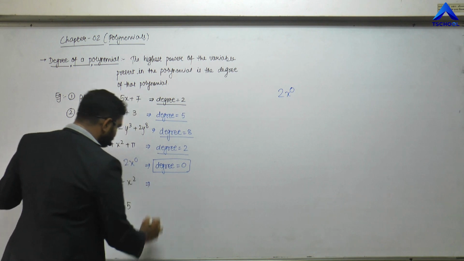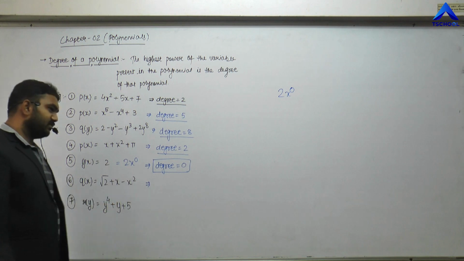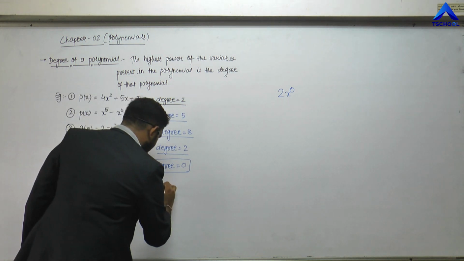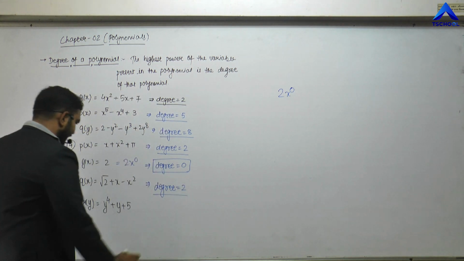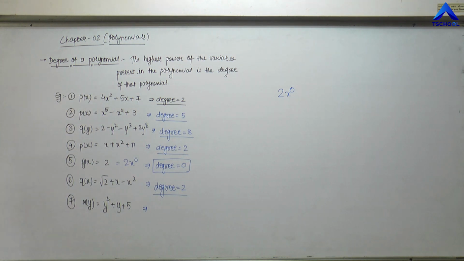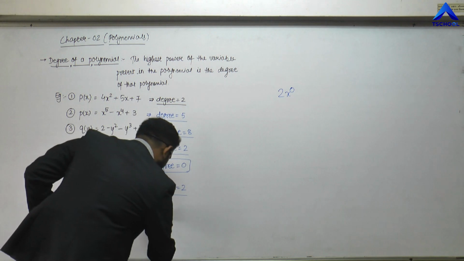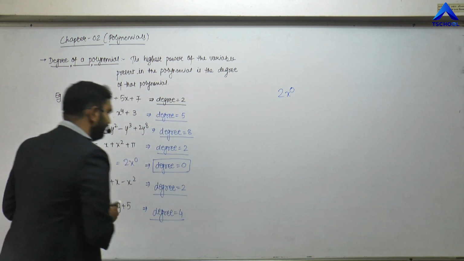Again here, root 2 plus x minus x square. Root 2 is again a constant value. The value of root 2 is not going to change. So root 2 plus x minus x square, hence the degree here is equal to 2, right? And lastly, it is r of y equals y raised to 4 plus y plus 5. So the highest power associated with this variable here is 4, and hence the degree is equal to 4. Okay, friends?